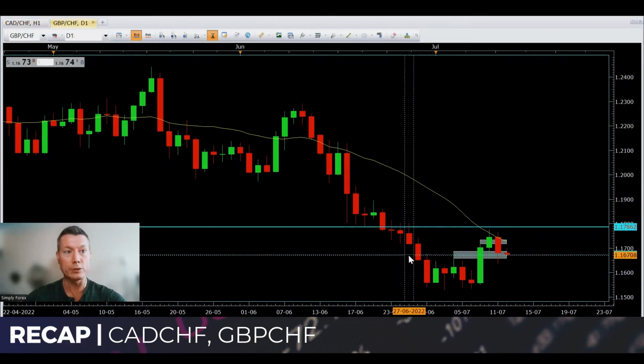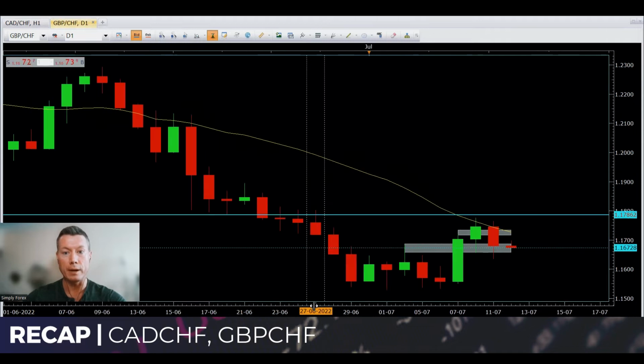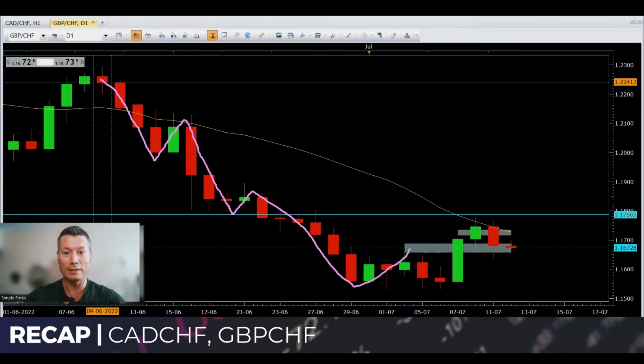Next trade idea was this. This was the pound against the Swiss franc. And we were looking to long this market. Okay, so let me explain why. So price was in a downtrend, lower lows, lower highs, lower lows, lower highs, and it didn't create a lower low.